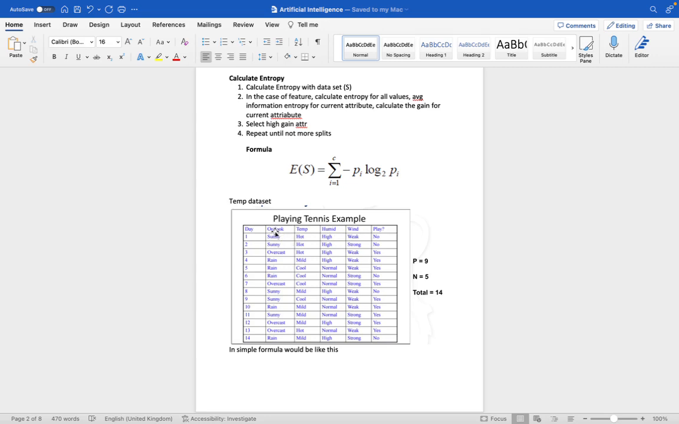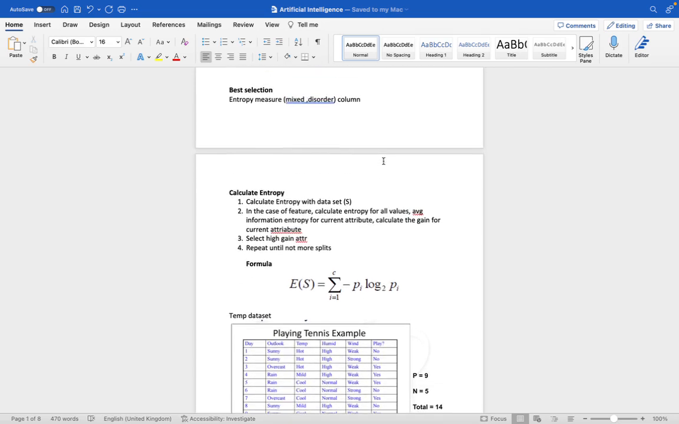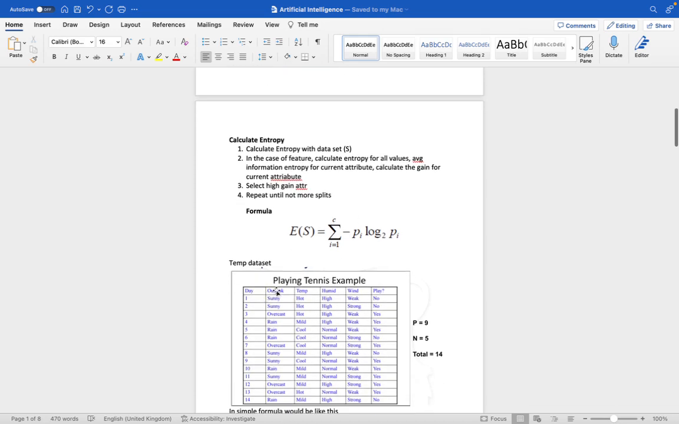To check which should be the root node, we use entropy. What actually is entropy? Entropy is a measure of disorder, or the mixing of a column's values. Suppose here is the outlook, which has sunny, rainy, and overcast; temperature has hot and mild; humidity has high and normal; wind has weak and strong, and so on. So entropy is just a measurement of disorderness.